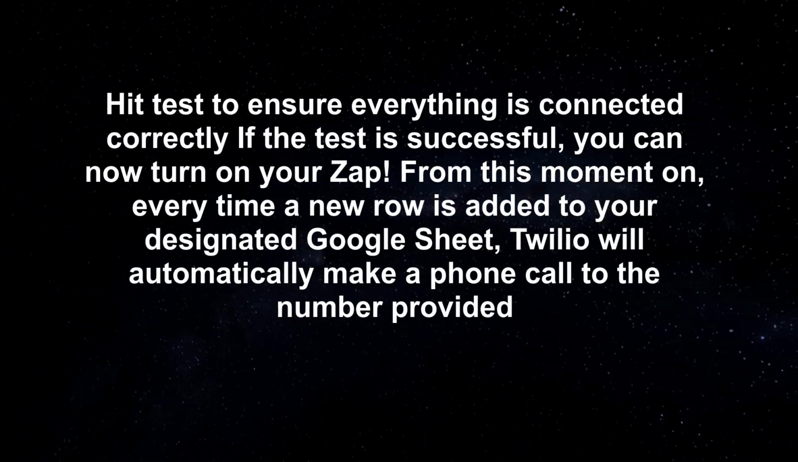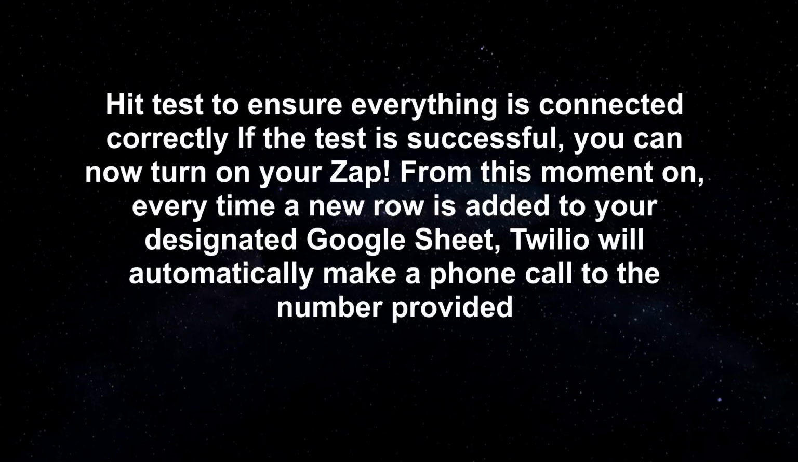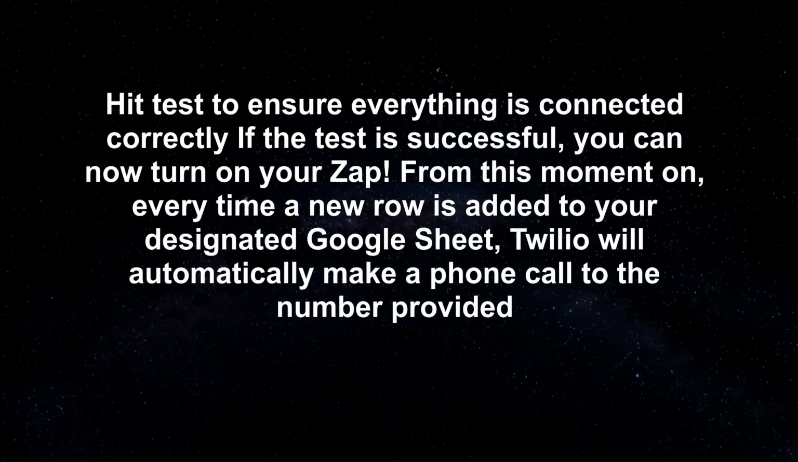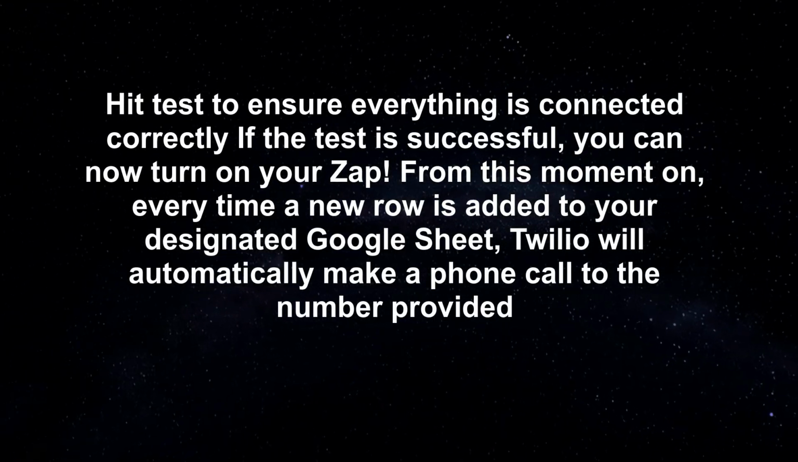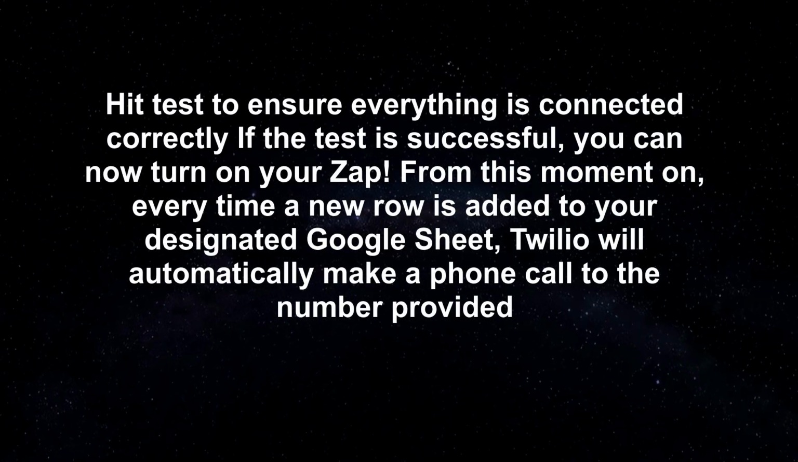Hit test to ensure everything is connected correctly. If the test is successful, you can now turn on your Zap. From this moment on, every time a new row is added to your designated Google Sheet, Twilio will automatically make a phone call to the number provided.